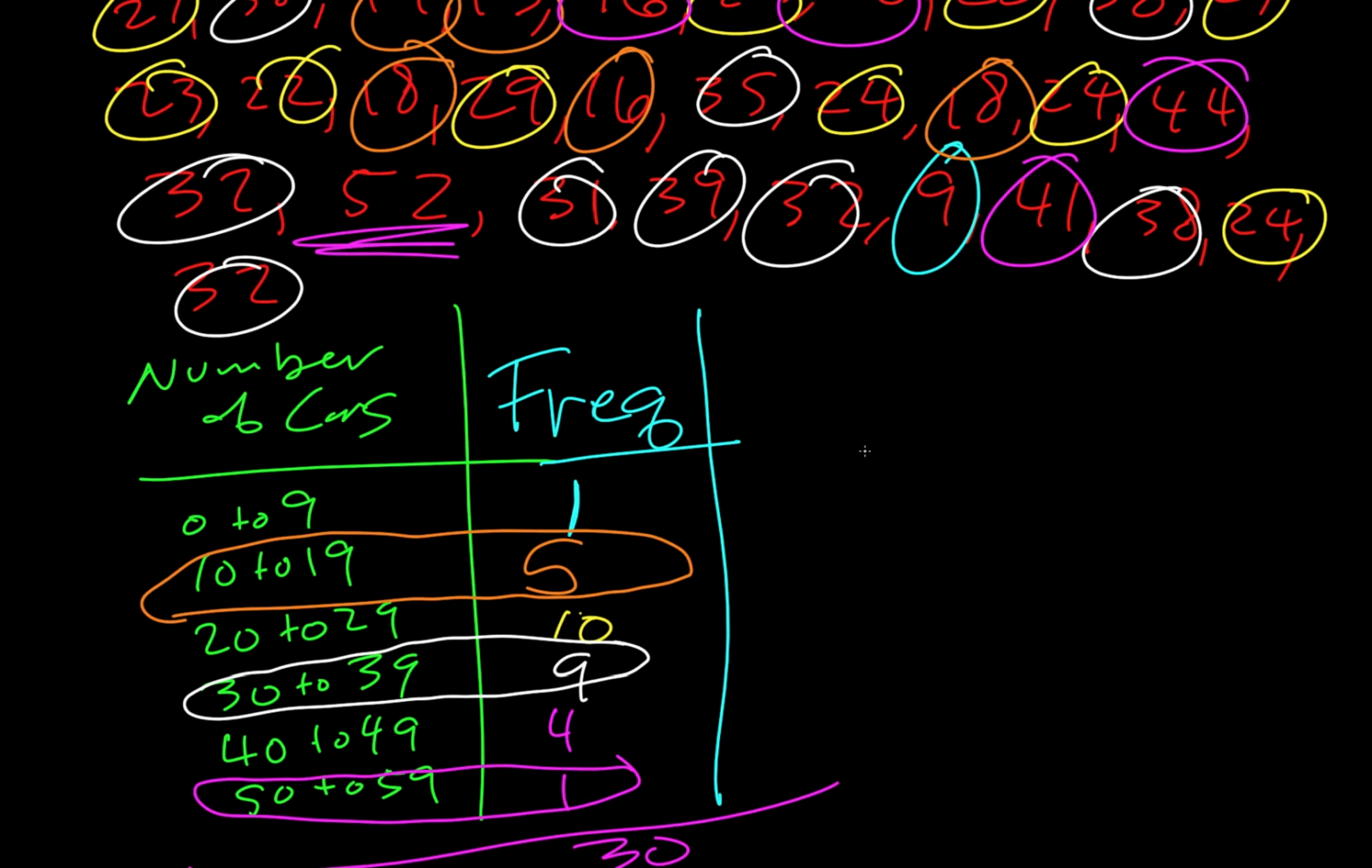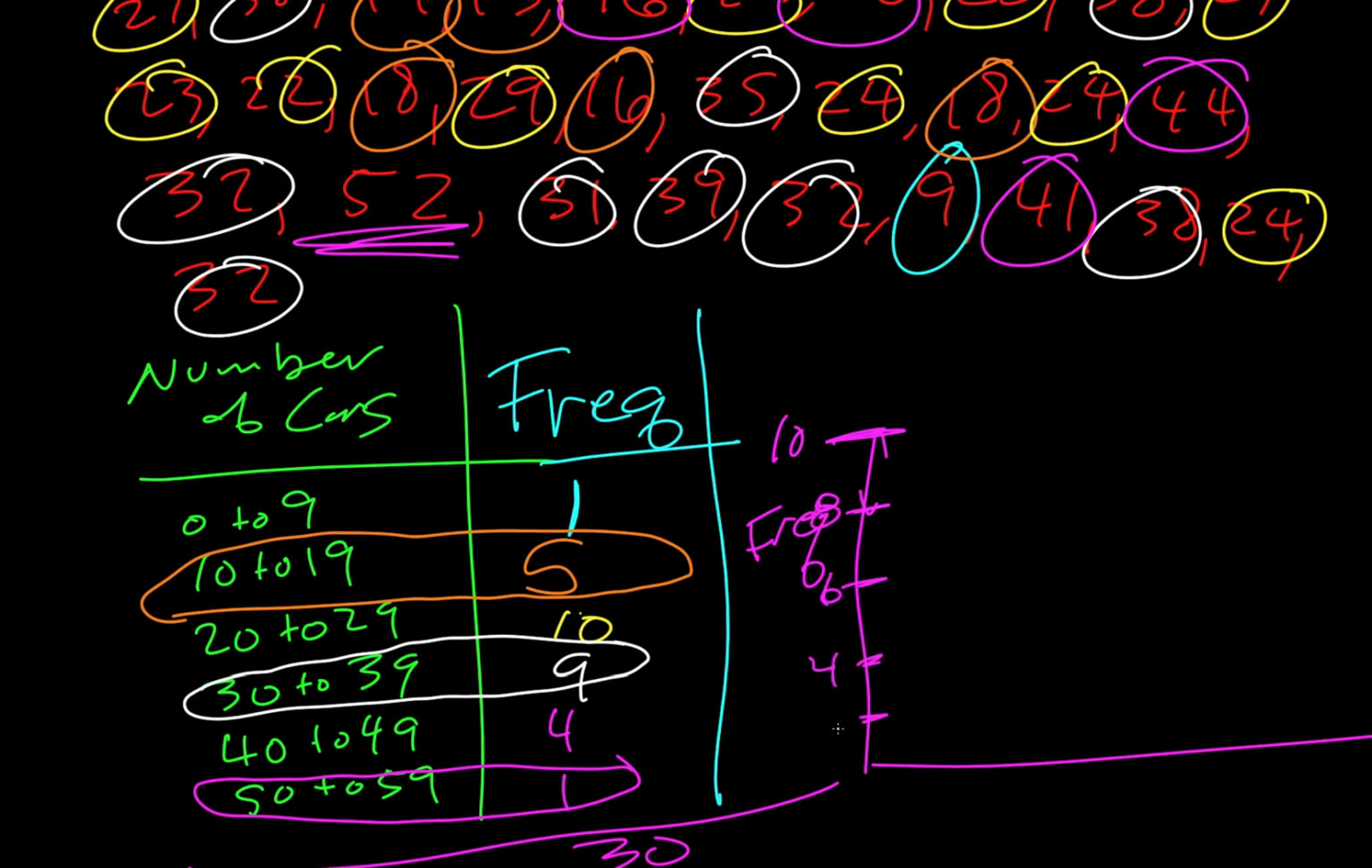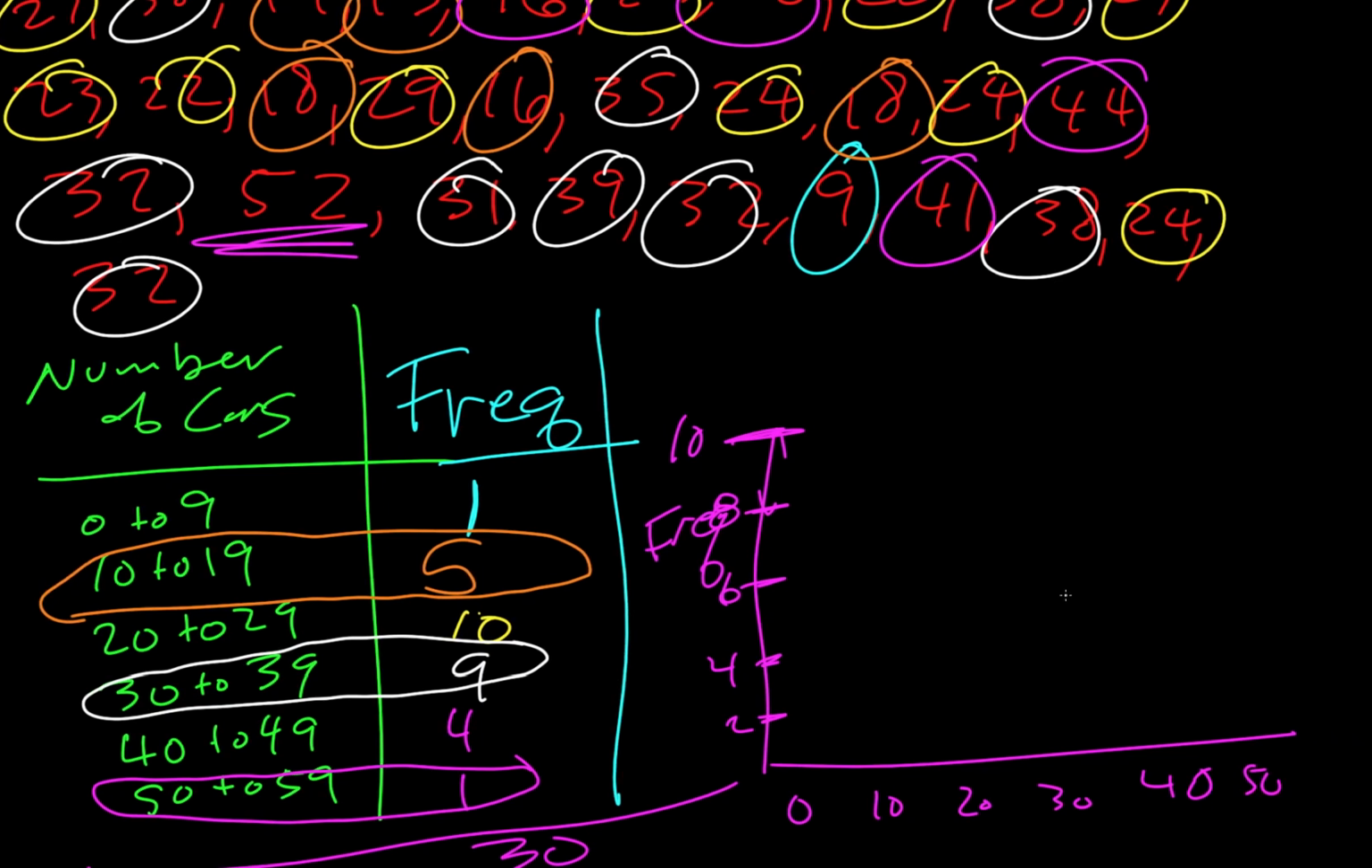And then if we're doing a graph, we do frequency over here. 10 is the highest frequency. So we do 10, 8, 6, 4, 2. And then we would just write them down kind of in their groupings. So 0, 10, 20, 30, 40, 50, and 60.